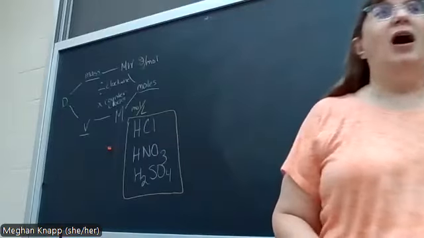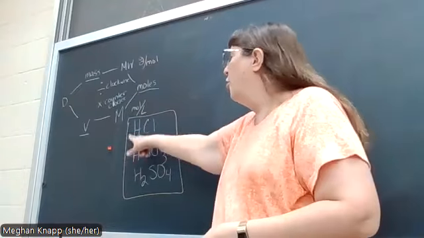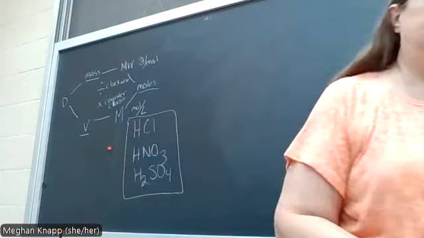And if there's no oxygen, we do the same thing. We change ide to ic, but we stick hydro out front. I don't know why we use hydro when there's no oxygen, but we do. So this is hydrochloric acid. Okay.